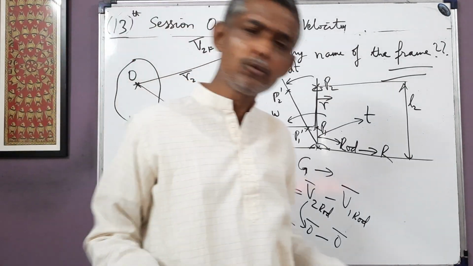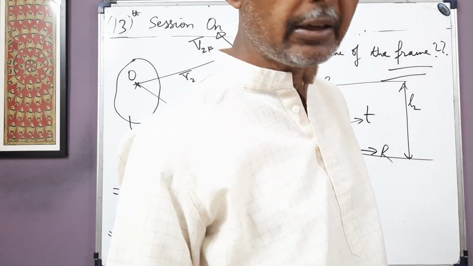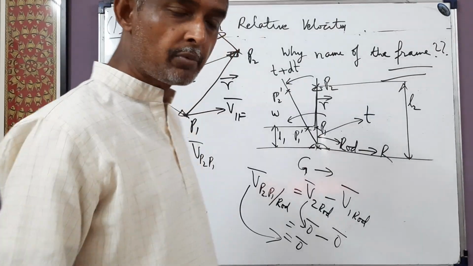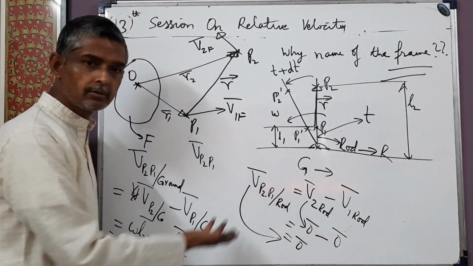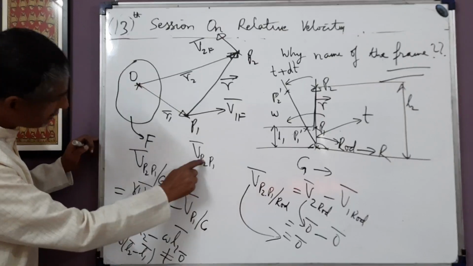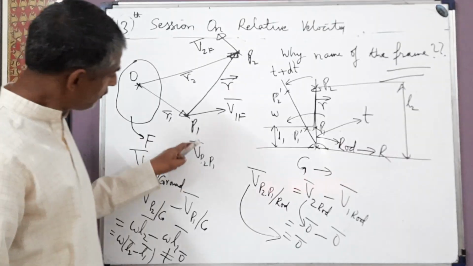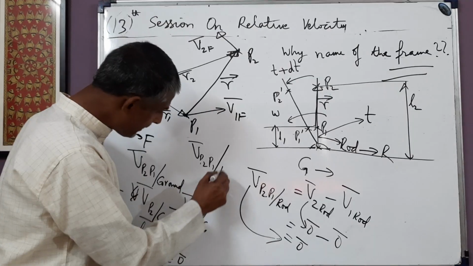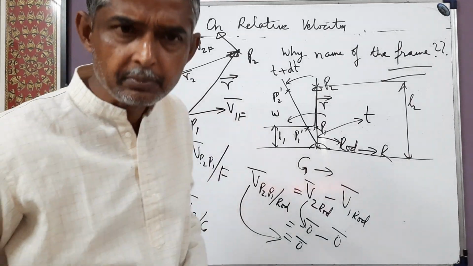Tell me. It will have no meaning. You have to specify in which frame you are taking the velocity difference of the two velocities. Without specifying that frame, there is no meaning, because in the rod frame this quantity is 0, while in the ground frame this quantity is non-zero. So if you write only this much, it has no meaning. But when you specify the name of the frame, then it becomes a meaningful concept.